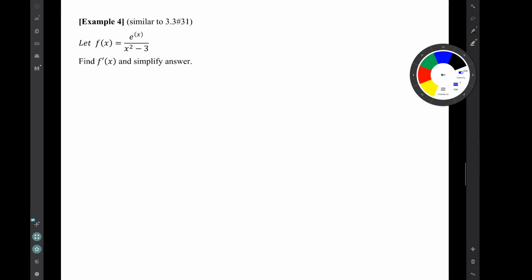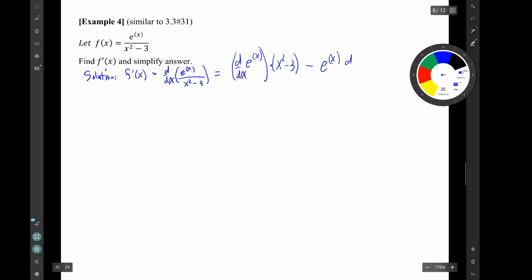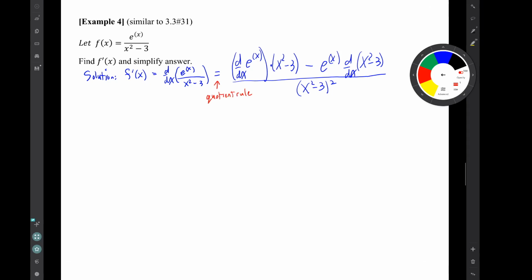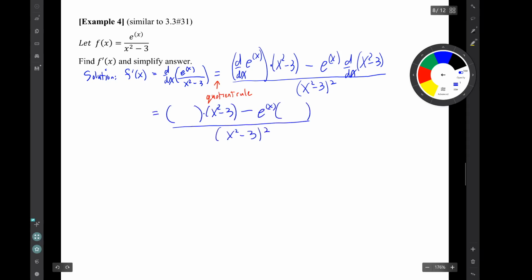Example 4 is similar to 3.3, number 31. F of x is this quotient. We're supposed to find f prime and simplify. Well, we'll set up the quotient rule and do the details. So there's the form of the quotient rule. And I did not do those derivatives that will happen in the next step. I saved them for a separate step. The quotient rule is just setting this up. Now, in the next step, we'll do those derivatives.